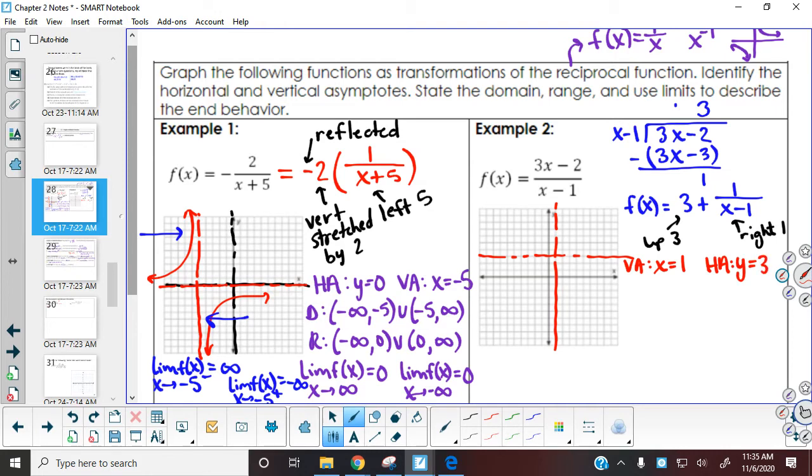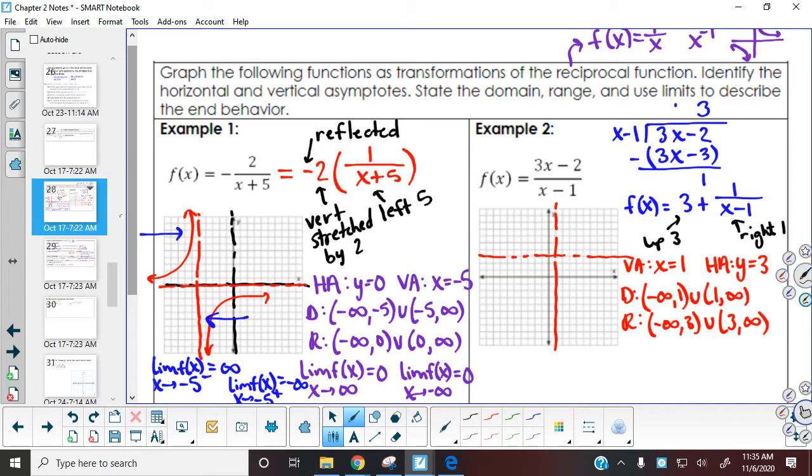Okay? Moving on to domain and range. Your domain is everything but x equals 1. So it's going to be -infinity to 1, and then picks back up 1 to +infinity. Your range is everything but 3. So again, in interval notation, it will look like this. And then you have to go ahead and include your limits.